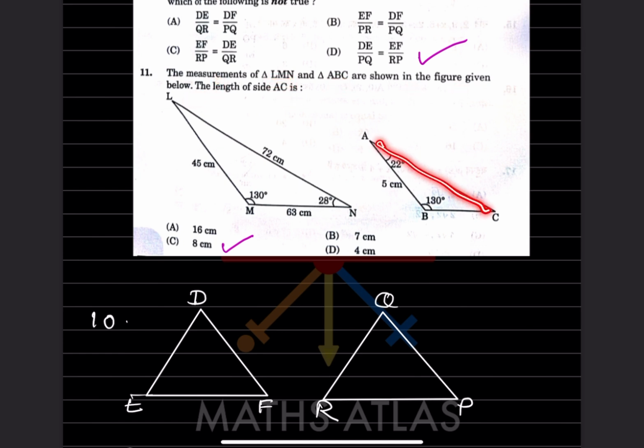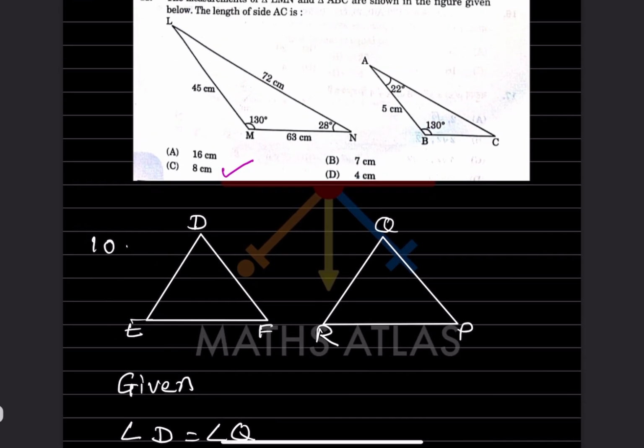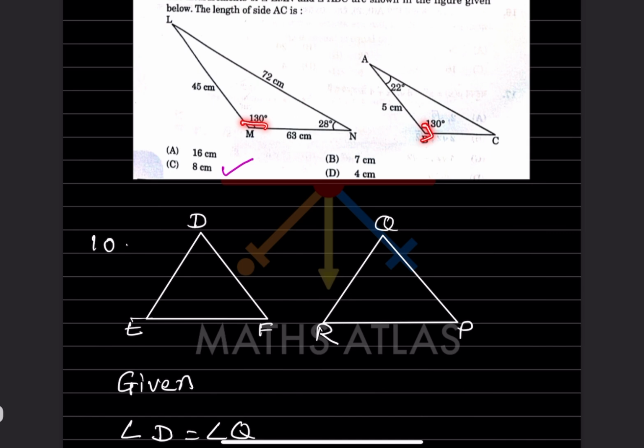We want the side AC. Now you can see this is also 130, this also is 130. So this is 22, means this also should be 22, because this is 28, because when you add all this, that is going to be 180 degrees. So these are similar triangles we can see here, because the angles are the same.